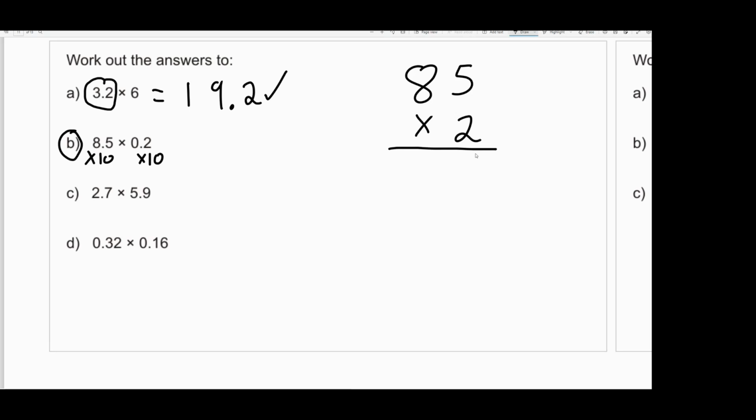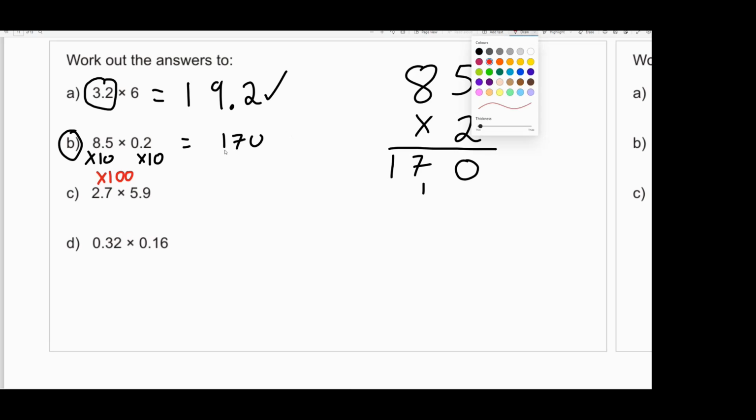times 2. So basically what you've really done is you've times by 100. Because you've times by 100 in the question, you need to divide the answer by 100 to keep it the same. So we need to do 85 times 2. 5 times 2 is 10. 2 times 8 is 16, plus the 1 is 17. But in the question, you times by 100. So to make the answer the same as what it should be, you divide it by 100 to get 1.7. Yeah, well done. That's really good. Fantastic.